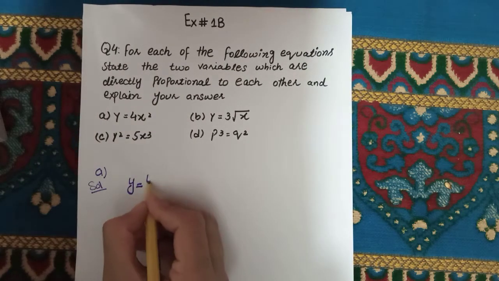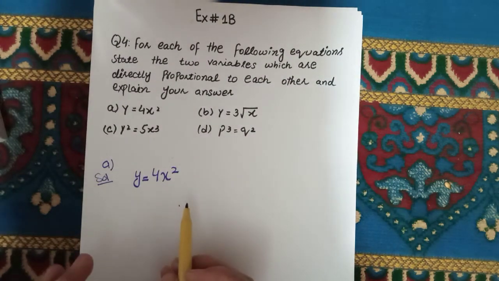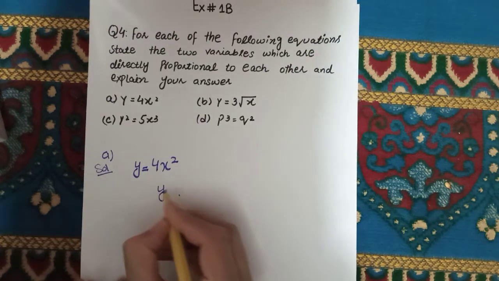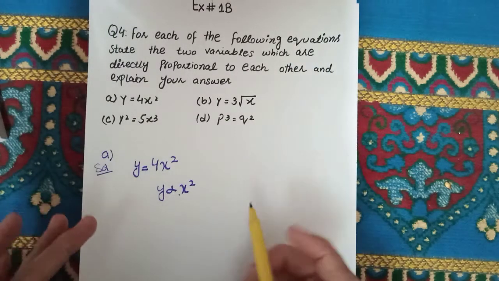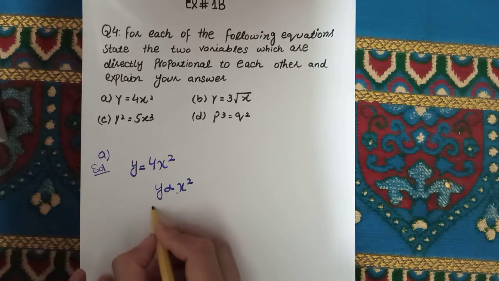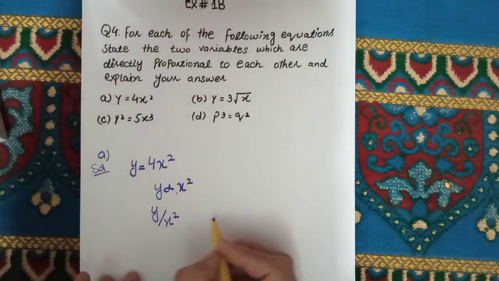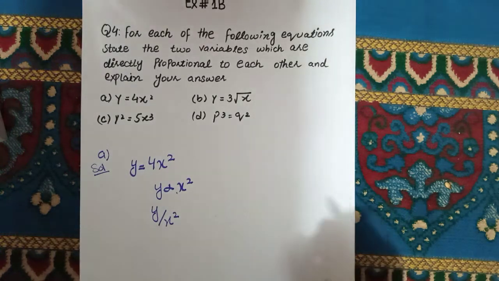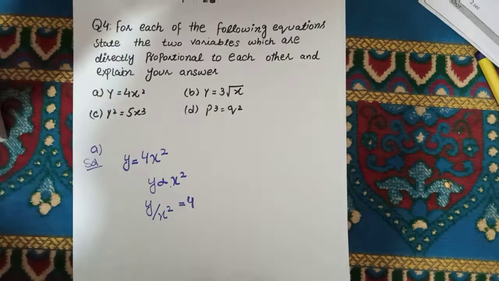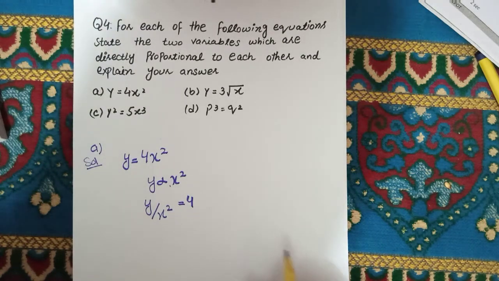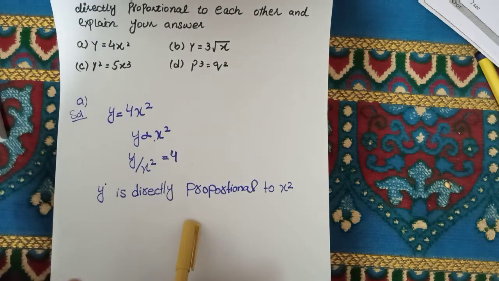y = 4x². These two variables are directly proportional. y is directly proportional to x², because if we take the ratio y by x², it will give you the constant 4. So this is the condition for directly proportional. So the answer is y is directly proportional to x². This is the solution of this question.